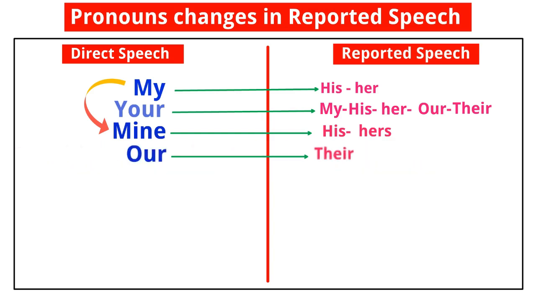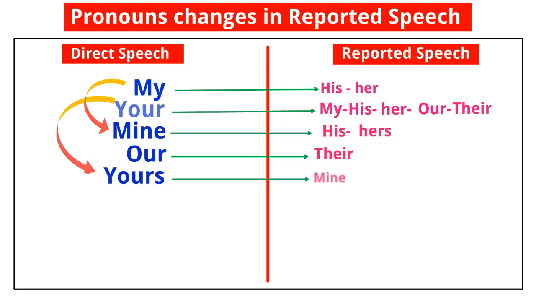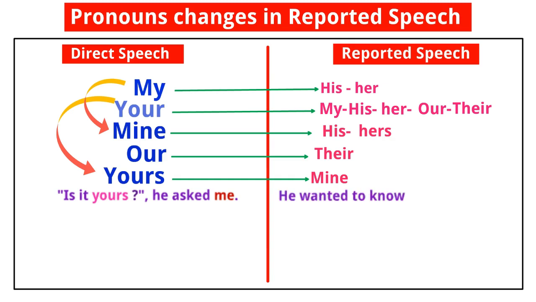Our becomes their in reported speech. For example, "This is our house," he said. He said that that was their house. Yours changes to mine. For example, "Is it yours?" he asked me. He wanted to know if that was mine.